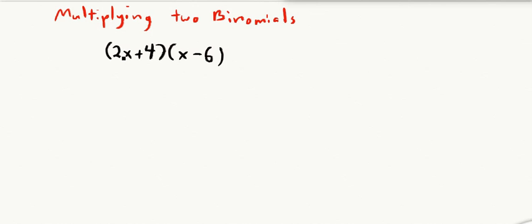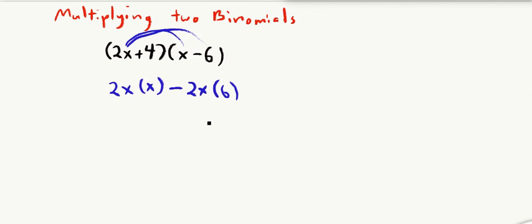So we're going to start out distributing the first thing in this first set of parentheses, all right? So we're going to start out by multiplying 2x times x, all right? So we have 2x times x, and then we're going to multiply the 2x times the 6, so we're going to have minus 2x times 6, all right? So we've distributed this 2x, and so the next thing that we're going to do is distribute the other thing that's in that set of parentheses, the 4, okay?